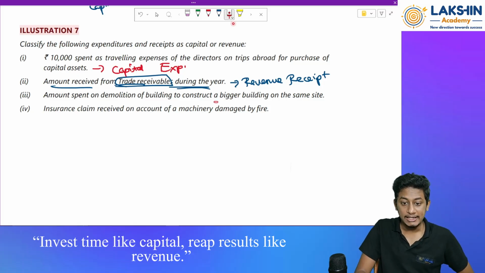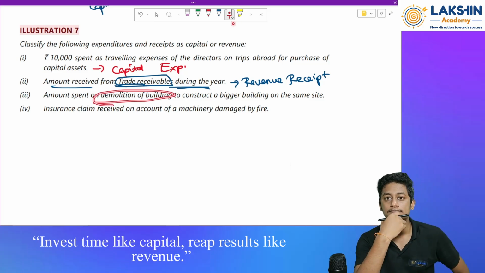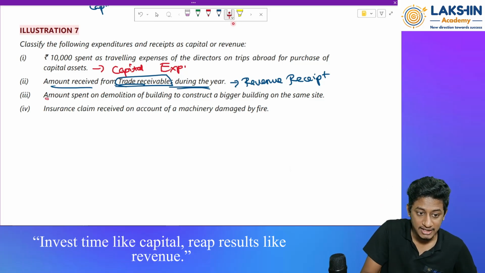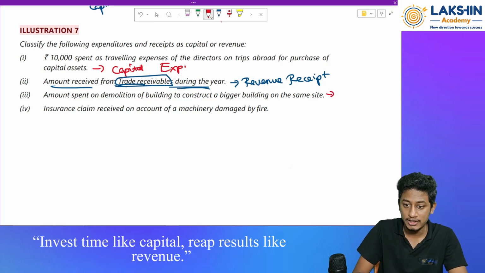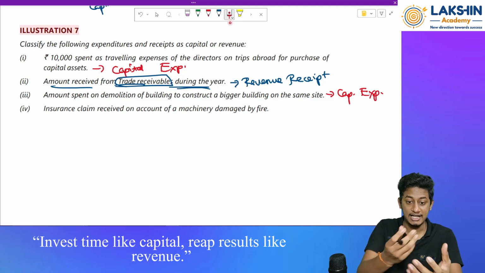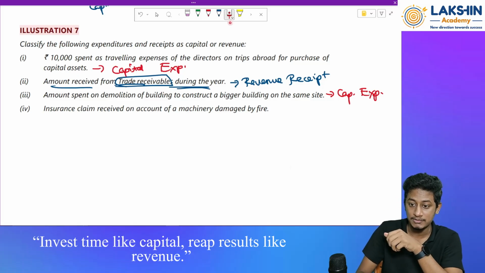Now tell me, can you build a bigger building without demolishing the old building? Can you do it? No sir, you cannot do it. Because of that reason, the amount spent on demolition will also be a capital expenditure, because this is required to build a bigger building. That means it is an ancillary expense that you are incurring to build a new building. Clear? So it becomes a capital expenditure.